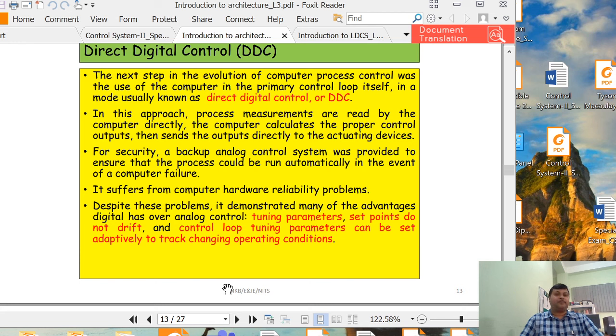Despite these problems, it demonstrated many of the advantages of digital over analog control. What are they? The tuning parameters and set points do not drift when you are using DDC, and the control loop tuning parameters can be set adaptively to track changing operating conditions.